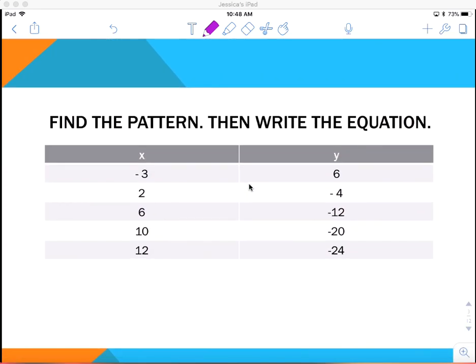Looking at this next table, if you want to pause the video to try to find it yourself, you will easily see that this time you are multiplying by a negative. The pattern for this table is that we are multiplying by negative 2. Each x value multiplied by negative 2 gives us our y value. So our equation here would be y equals negative 2 times x.